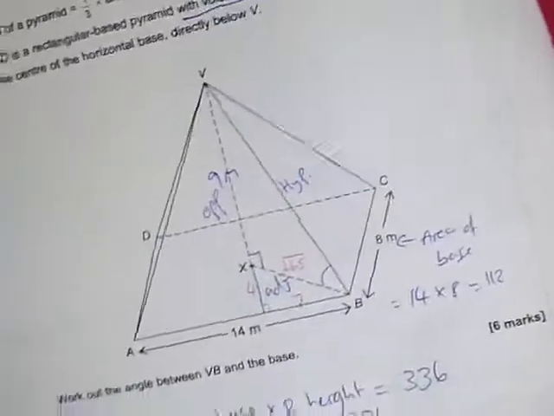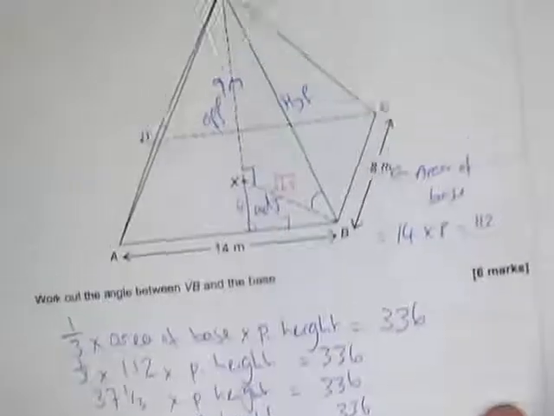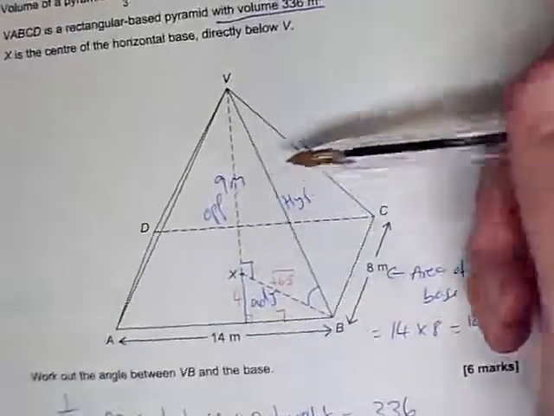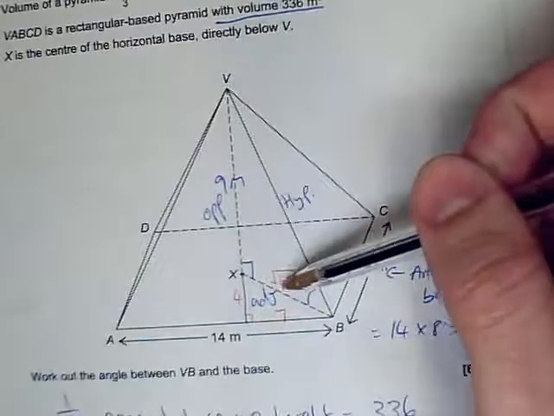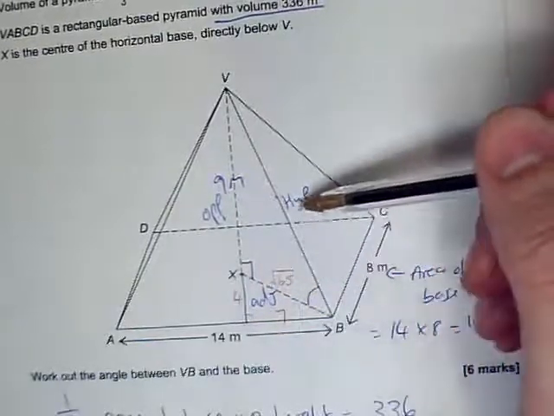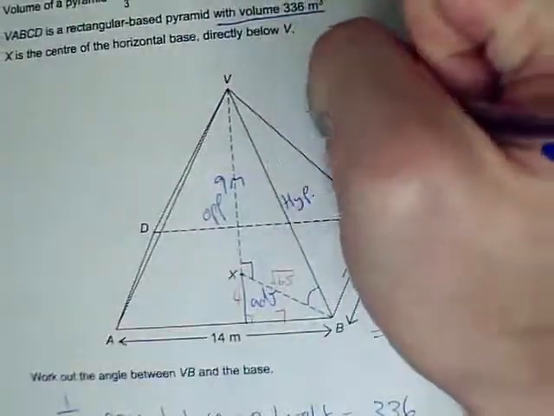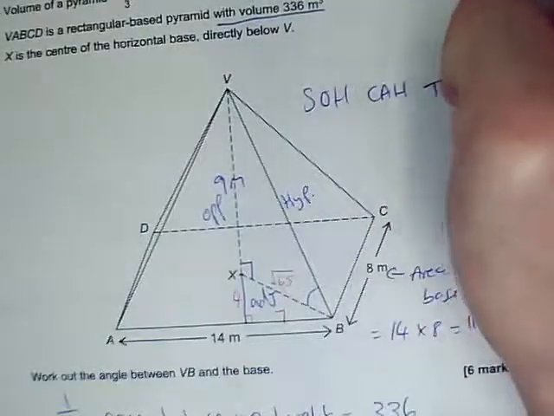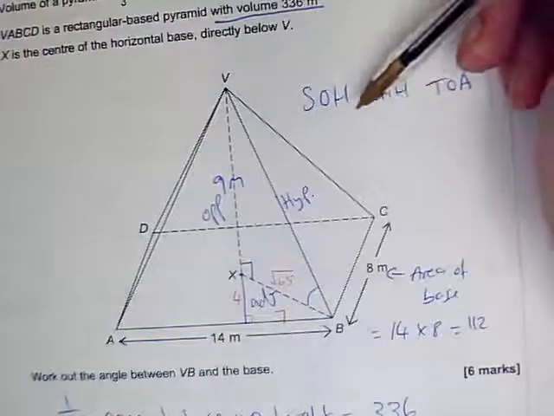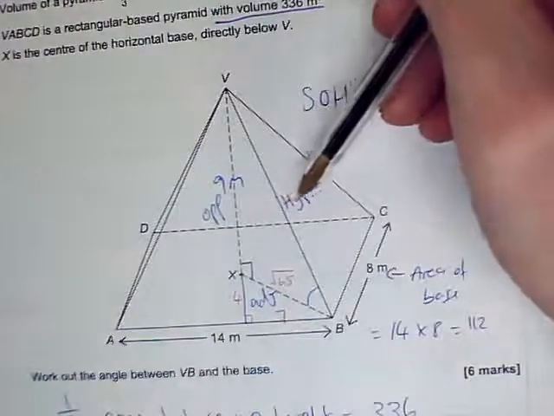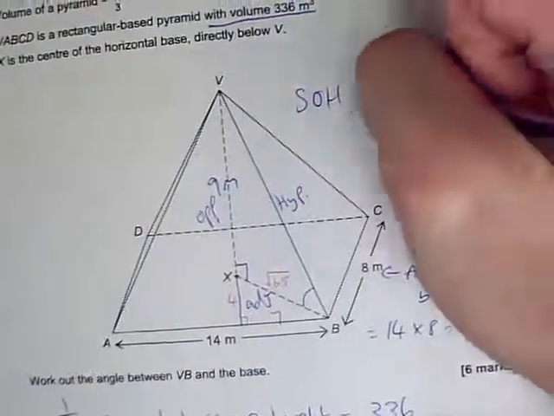So in terms of SOHCAHTOA, we know the opposite, we know the adjacent now because we know it's root 65. The hypotenuse we don't know. So we want to think about an equation that doesn't have the hypotenuse in it, because we don't know how long that is. So we don't want that one, we don't want that one, we're going to have to use TOA.